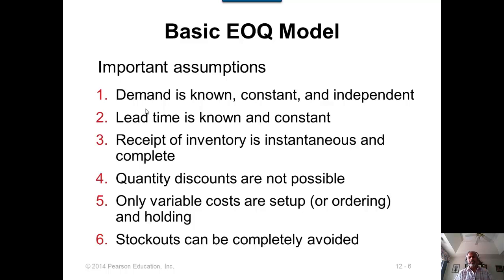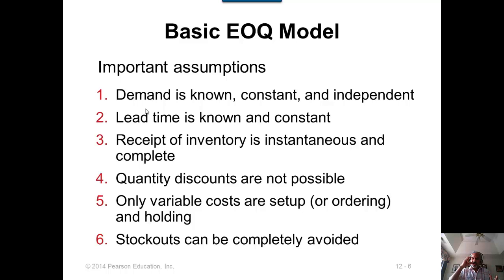The same case with assumption number 2. Lead time is known and constant. If the lead time is 2 weeks, it is 2 weeks every time. It doesn't change. It remains the same. This assumption is probably true in many cases, but if it is not true, once again, the EOQ formula is not affected. It is the ROP, the reorder point formula, that will be affected, and we will look at that later on. Now, the third assumption is receipt of inventory is instantaneous and complete.